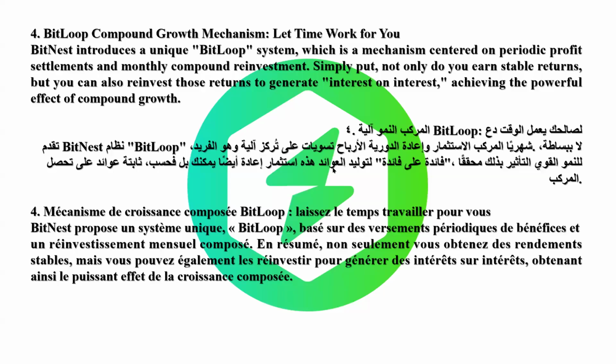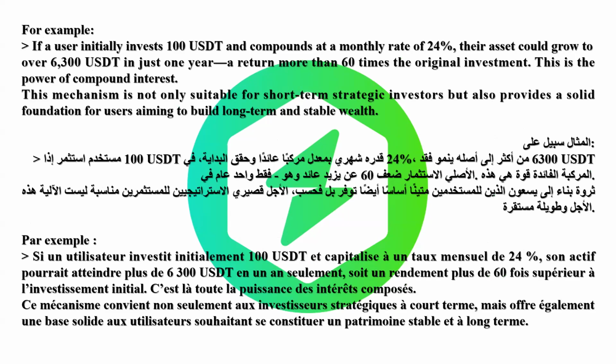Number 4, BitNest's compound growth mechanism. Let time work for you. That is the most important thing in BitNest. BitNest introduced a unique loop system, which is a mechanism centered on periodic profit settlements and compound reinvestment. Simply put, not only do you earn stable returns, but you can also reinvest those returns to generate interest on interest, which means compounding interest, achieving the most powerful effect of compound growth. For example, you invest $100 and compound at a rate of 24%, the asset could grow to 3,600 in just 1 year, a return of more than 60 times the original investment amount.